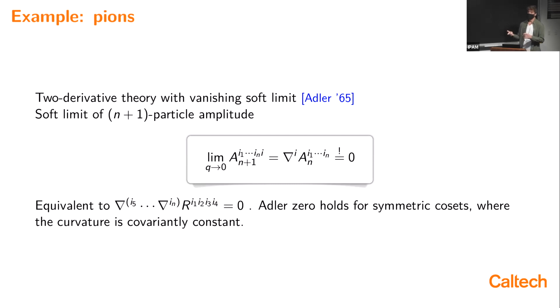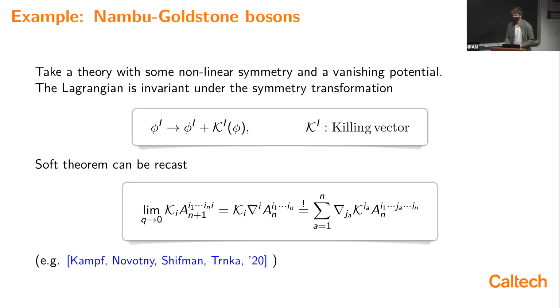And this corresponds to a symmetric space, like a symmetric coset. So all the symmetric cosets have this Adler zero, which corresponds to a covariant constant curvature, which gives a 0 in the soft limit. So it all agrees, but it gives a different perspective to known results. But it also gives a new perspective for new results as well. So let's see if we can find other examples where it's non-zero, but we still have Goldstone bosons.